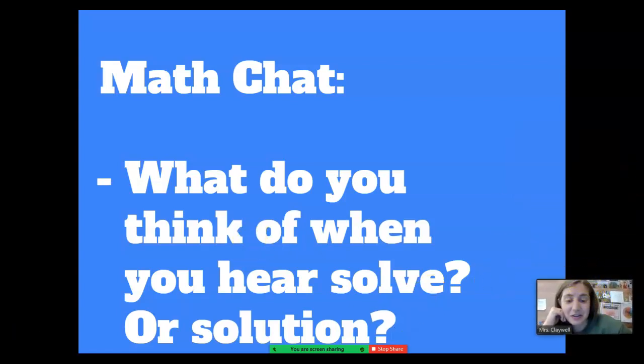Today we are talking about what it means to solve quadratics by factoring. So let's first take a second to talk about what is solve or solution. Solving, or a solution, is a statement, or an x and y value, that makes an equation true.